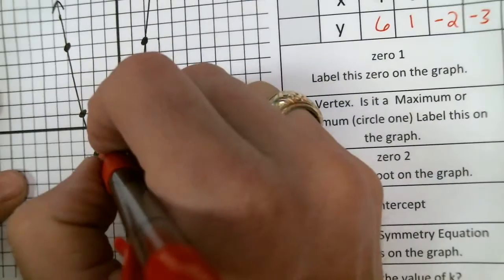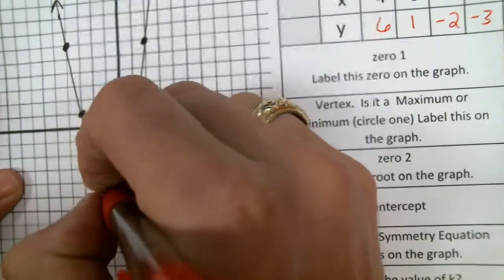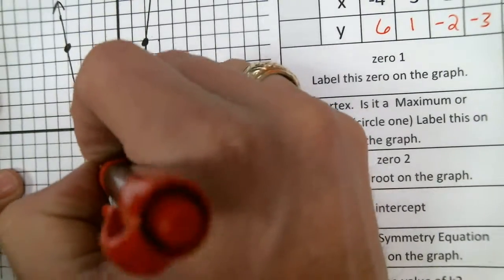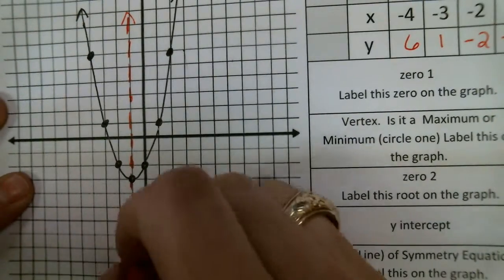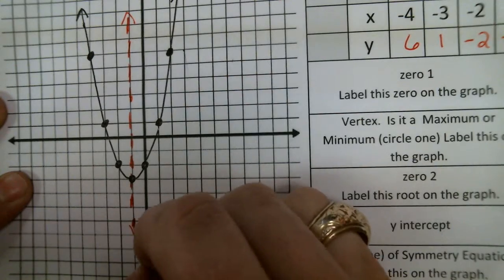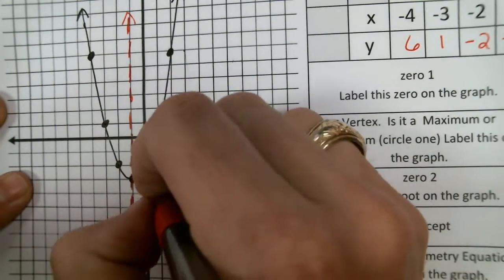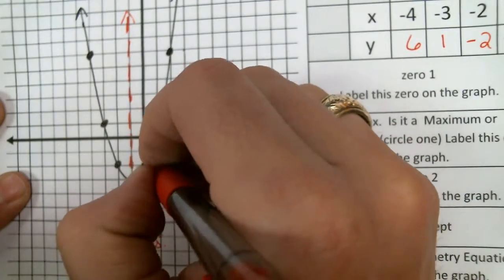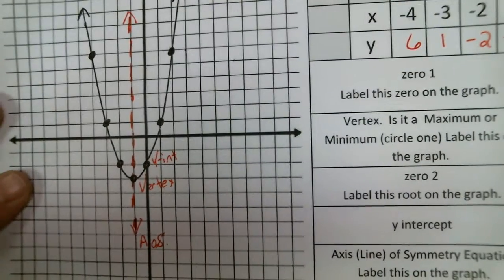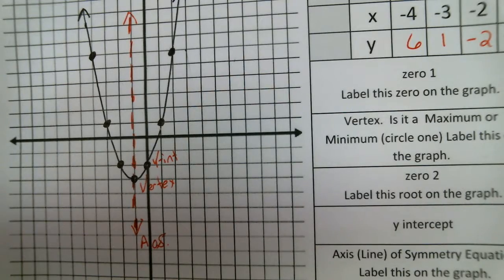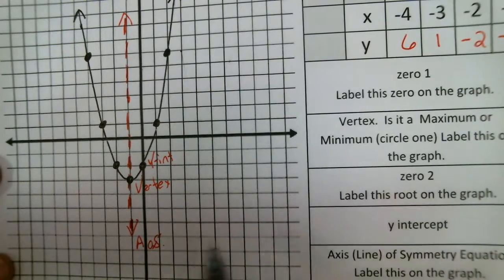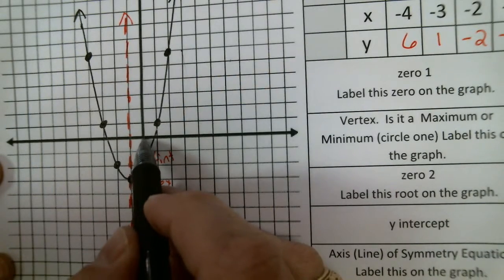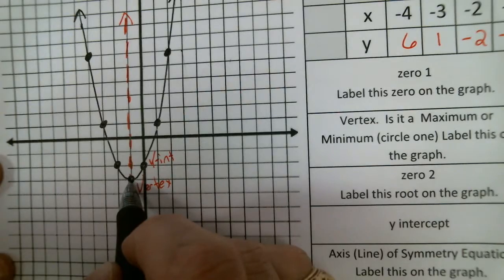Okay, don't forget our axis of symmetry. Okay, here's my axis of symmetry. So AOS, here's my vertex, here's my y-intercept. Okay, let's go ahead and fill in the data. I'm going to do the zeros last. So my vertex is right here. My vertex is at the point -1, -3.